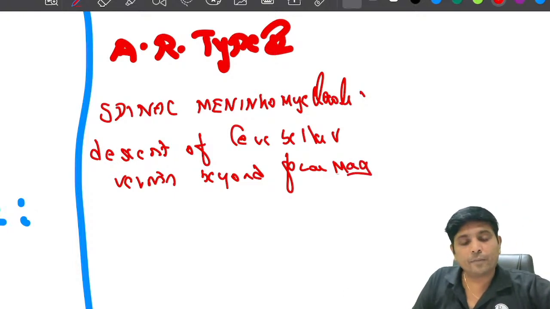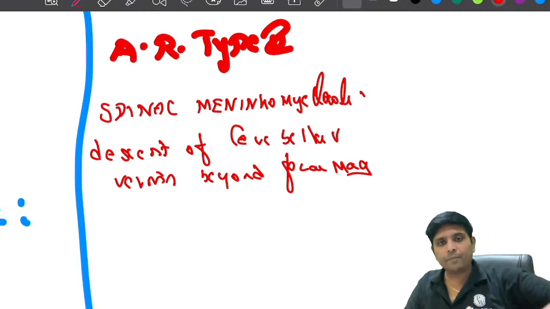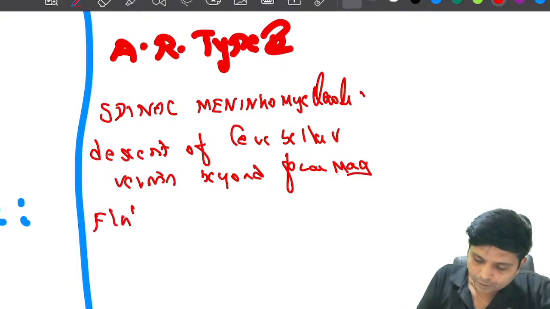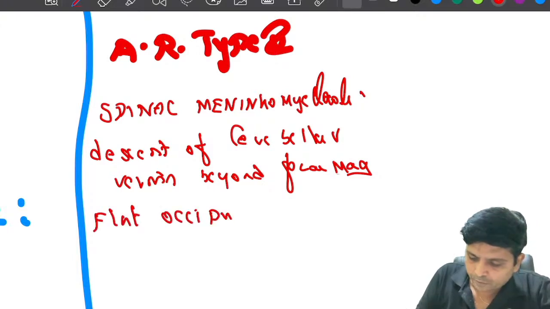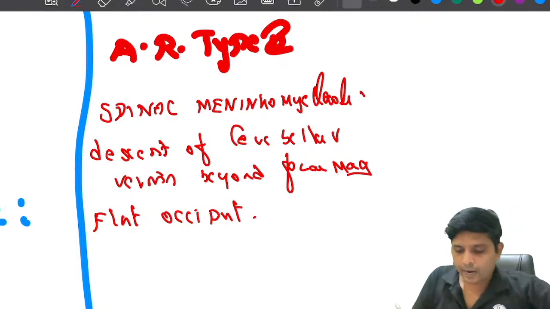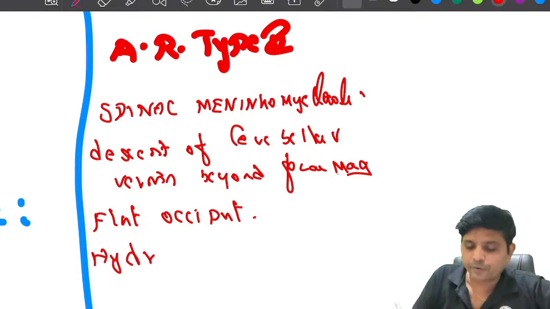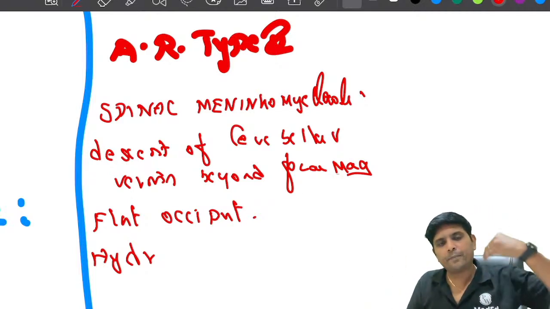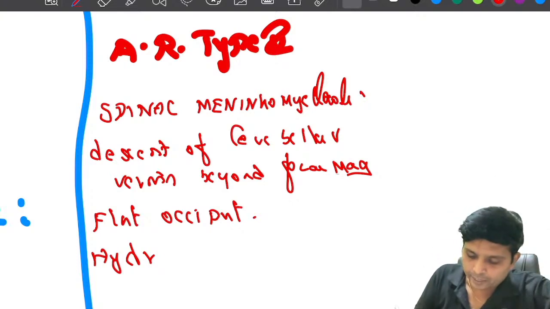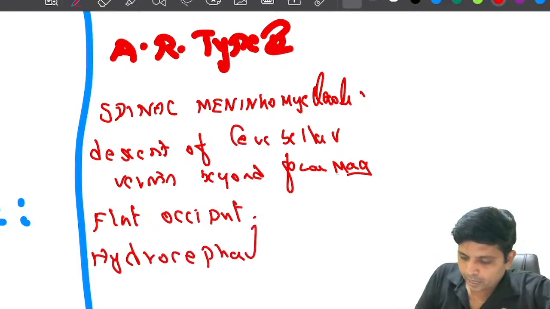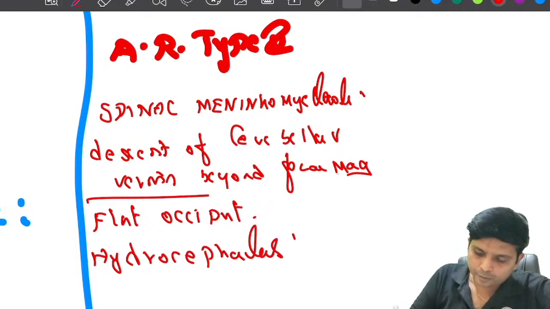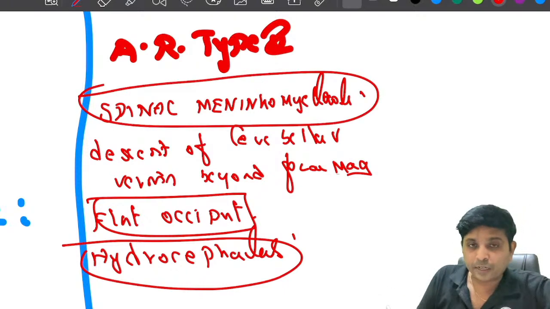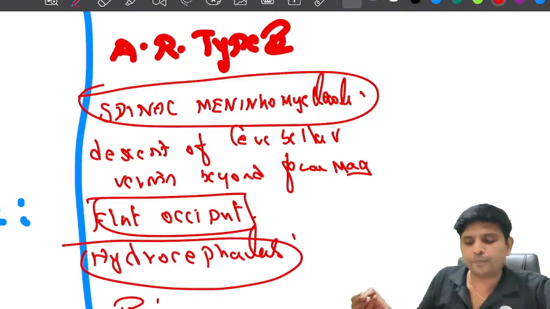Spinal meningomyelocele, descent of cerebellar vermis beyond foramen magnum, as a result of which flat occiput and hydrocephalus. Because descent of cerebellar vermis will block the pathway of CSF from the brain into the spinal cord, leading to hydrocephalus. I repeat, flat occiput with hydrocephalus along with spinal meningomyelocele, Arnold-Chiari type 2.